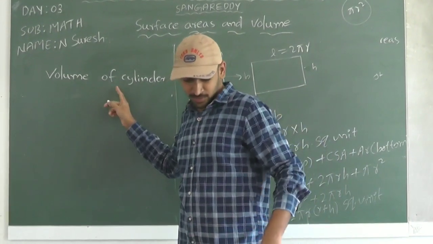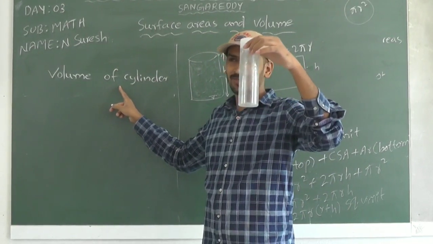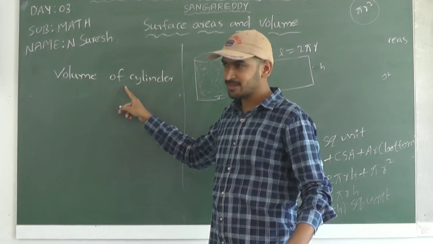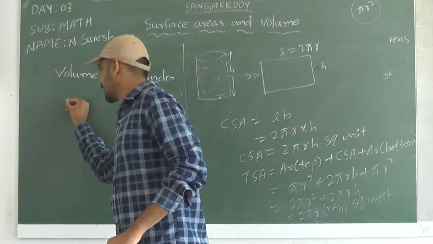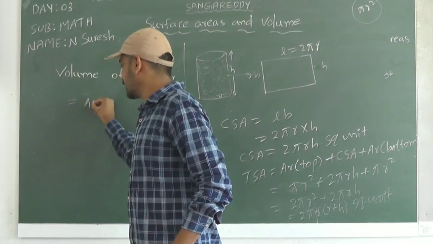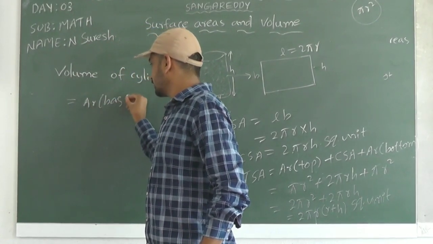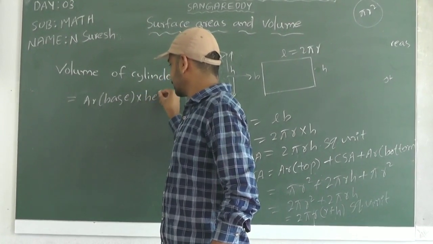You know very well, this is a circular prism. So the cylinder is also a circular prism. What we can say, for any prism, volume of the prism equals area of the base into height.